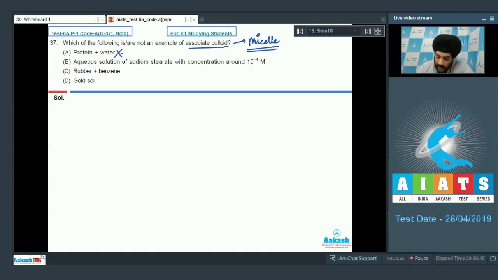If you look at the second option, aqueous solution of sodium stearate with concentration of 10 to the power minus 4 molar. This is correct, students. It is an example of a soap and it forms a micelle after the critical micellar concentration. If we talk about rubber and benzene, this is also not an associated colloid. And if we talk about gold sol, the gold sol is also not an associated colloid. So for this question, we have to select the correct option as option A, C and D. Let us look at the next question.